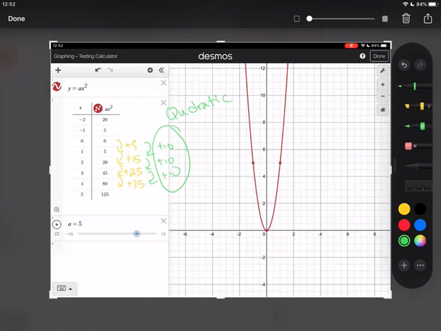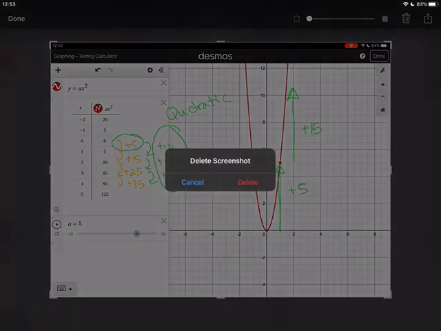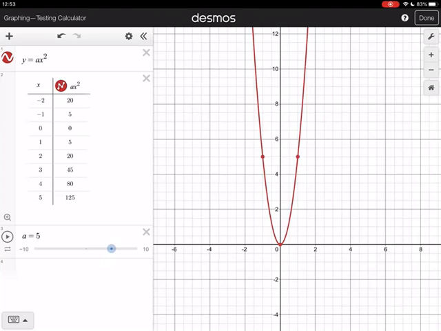You can also see it on the graph. Here is my first change, my positive 5. And then my next change from here to here is going to be positive 15, and it's just going to keep going that way. So that's the influence that a has on your quadratic function.